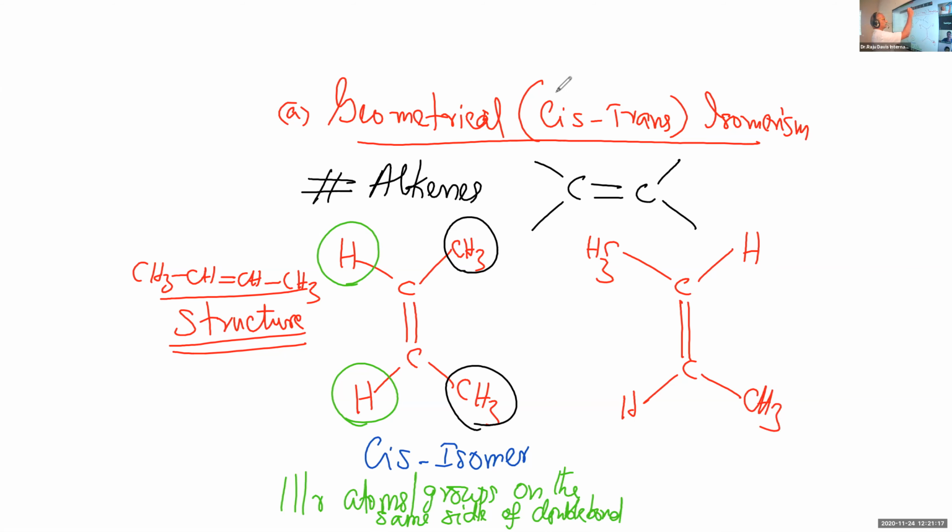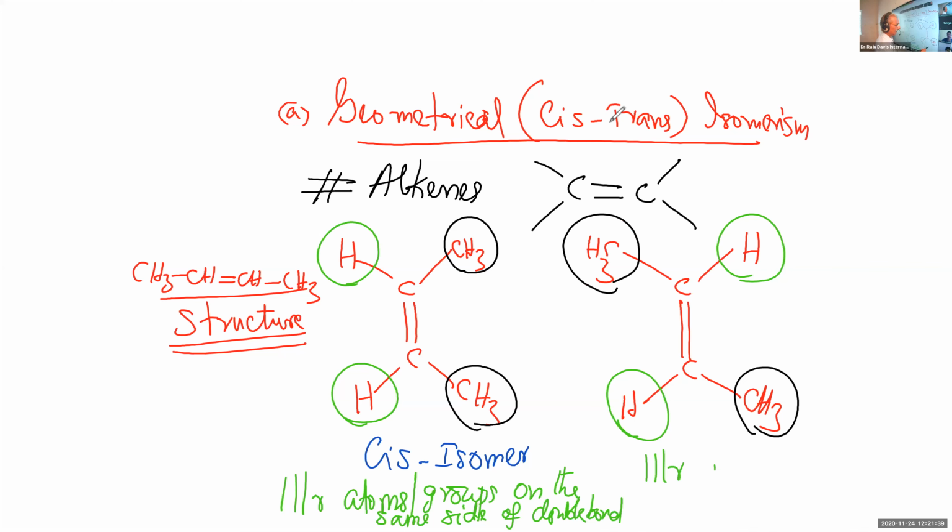Now you consider similar atoms and groups. Similar groups, CH3 groups. Similarly, you consider similar atoms, say H and H. You can see that here the similar atoms or groups are on opposite sides of the double bond.